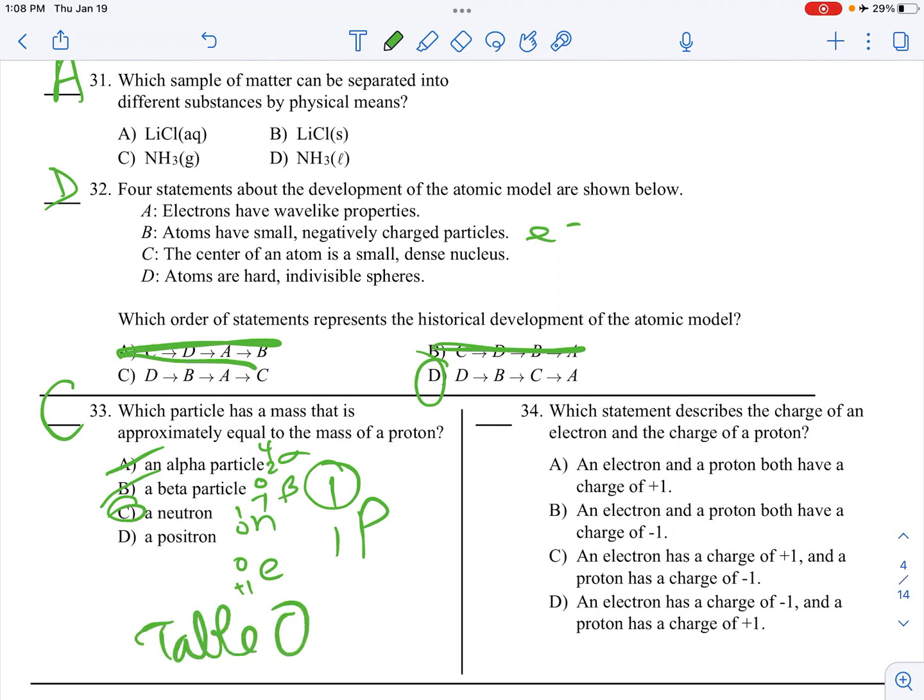Which statement describes the charge of an electron and the charge of a proton? So they have different charges. Electrons are negative and protons are positive. But they are both 1s. So it's choice D. Both worth 1.